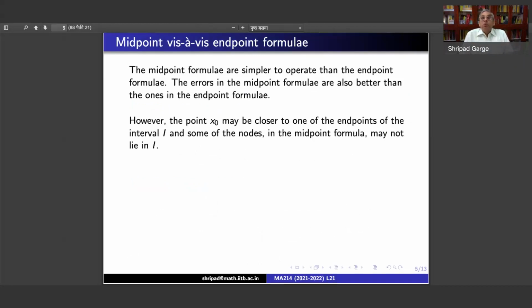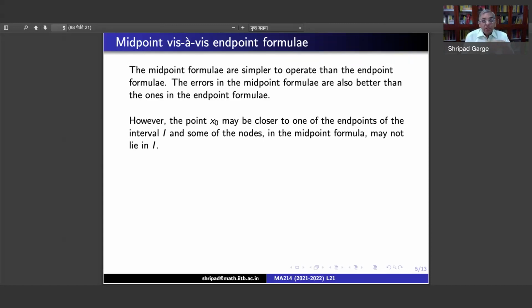However, what may happen sometimes is that the point x naught at which you want to compute this approximate derivative may be towards the end of one of these intervals, one of these endpoints of the interval. That may happen, and therefore all the nodes that you need to compute the midpoint formulae may not lie in the interval I. So what may happen is that your interval may simply be 1, 2, and you want to compute this derivative at some point which is very close to 1.